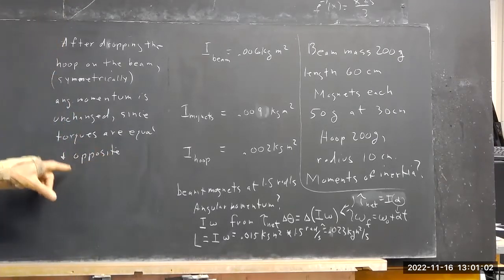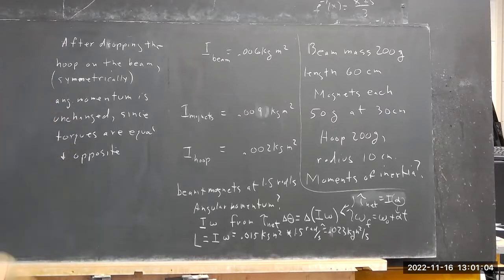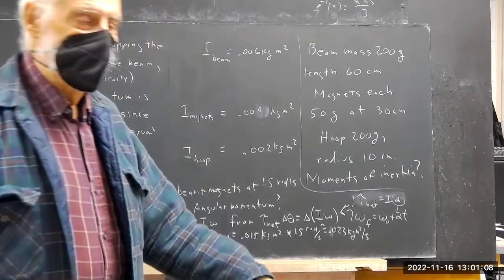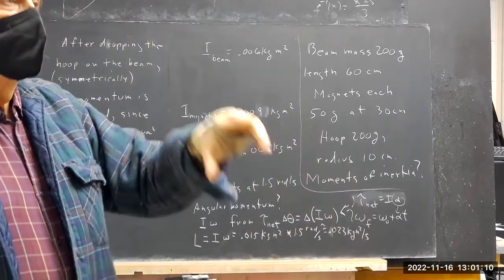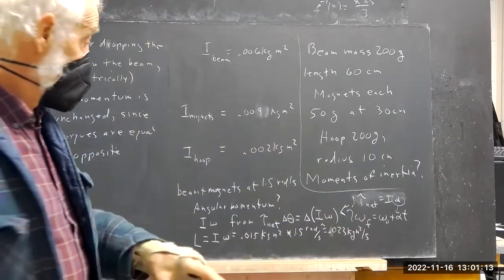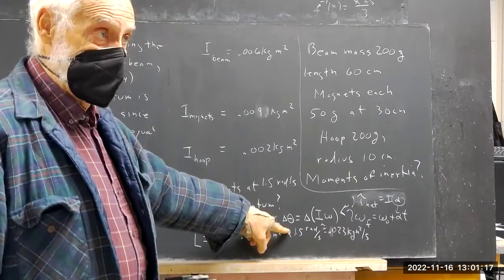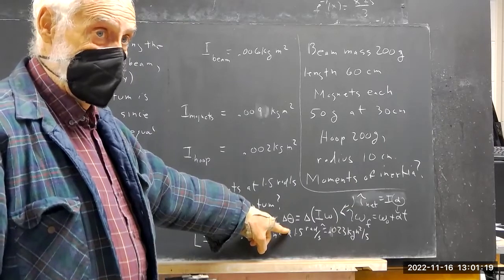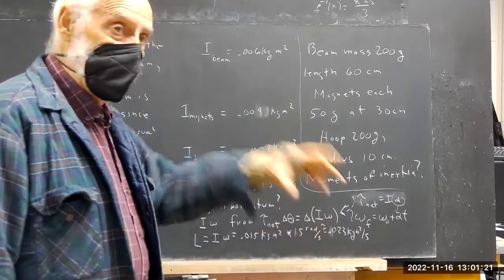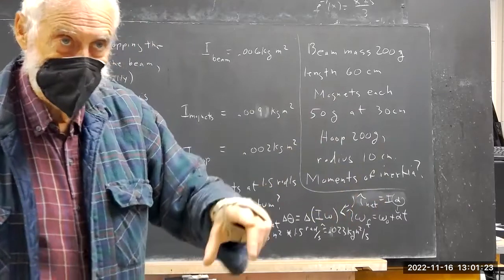the forces are equal at all times. So it's the angular momentum. The change in angular momentum of one is equal and opposite to the change in angular momentum of the other, because the torques are equal and opposite, and the delta theta is the same for both. Okay? So the change in I omega of one is equal and opposite to the change in I omega of the other.